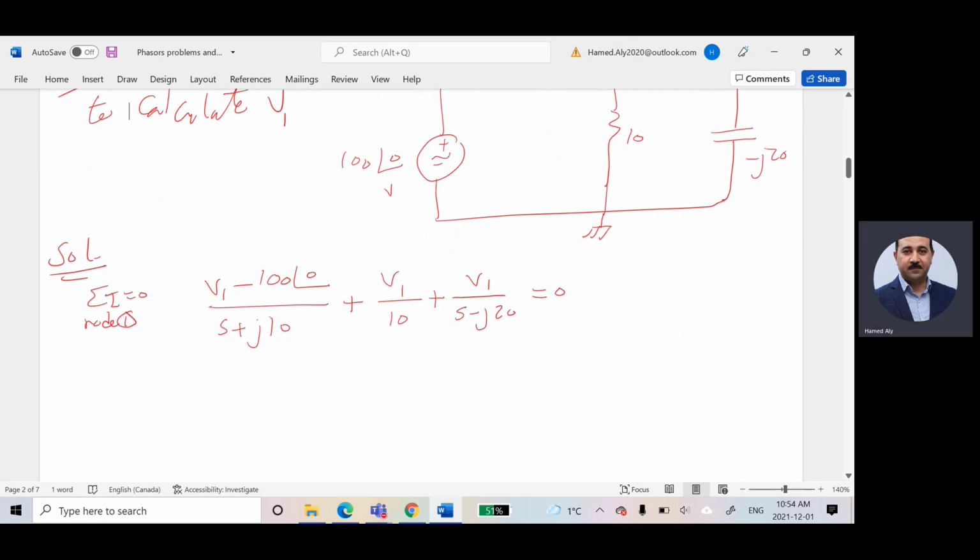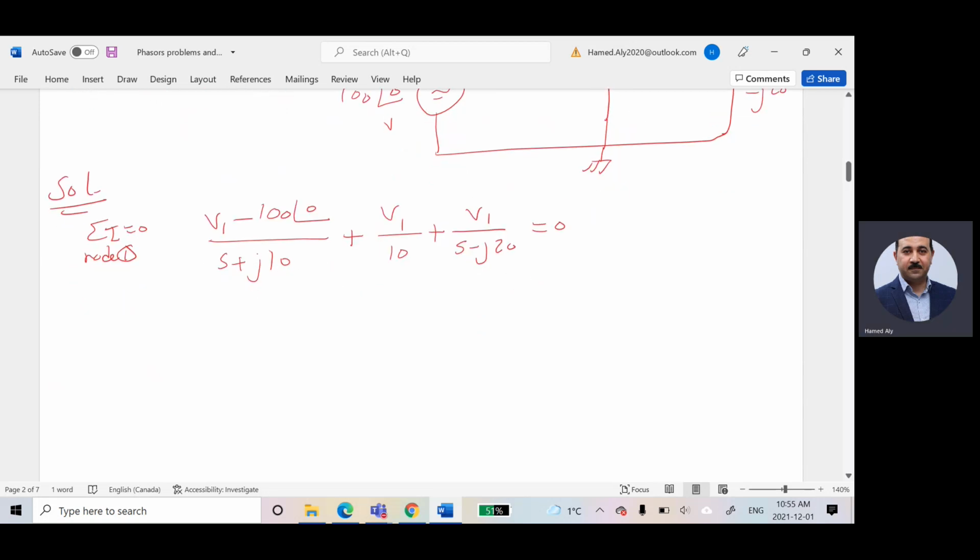Now your problem is how to find V1. I will try to simplify the circuit as much as I can, and I'll leave it to you to complete it. But I will show you how to do that. So what do you need? You would like to find V1. It's better to collect everything related to V1 on one side and everything else on another side.